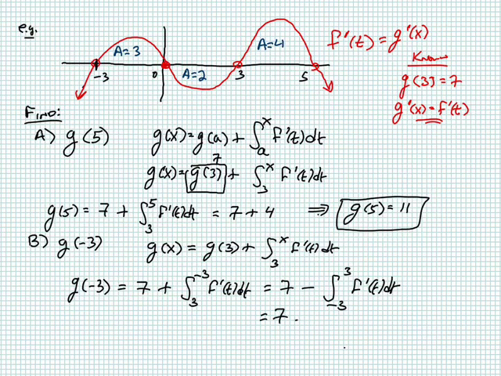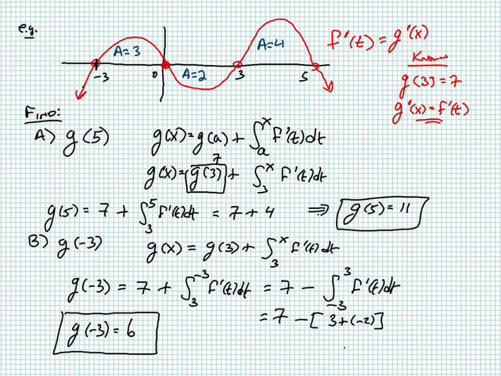So this is equal to 7 minus the area 3 plus the area minus 2. And that's a minus 2 because it's below the x-axis. So 3 plus a minus 2 is 1, and 7 minus 1 is 6. So that tells me that g of minus 3 is equal to 6.